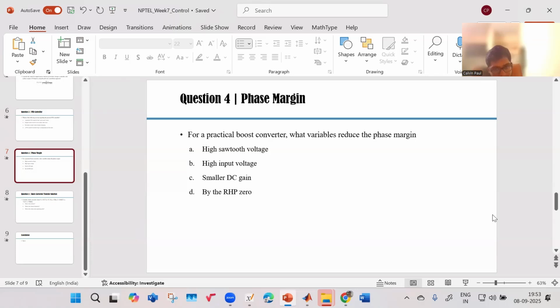so the DC gain will decrease, and so the phase margin will increase. So phase margin reduces in the RHP zero case and the high input voltage case. So B and D are correct. Okay, sir. Thank you.